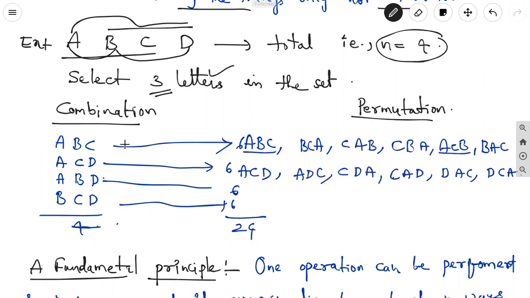In the permutation, when we select the combination, in that we can write in order. ABC is one order, ACB second order. Again, we can select the first place as B: BCA, BAC, interchange of the other 2, CAB and CBA. In each set, 6 ways are there in the permutation. For 4 sets, 4 sixes are 24. Total ways in the permutation 24. Total ways in the combination only 4.